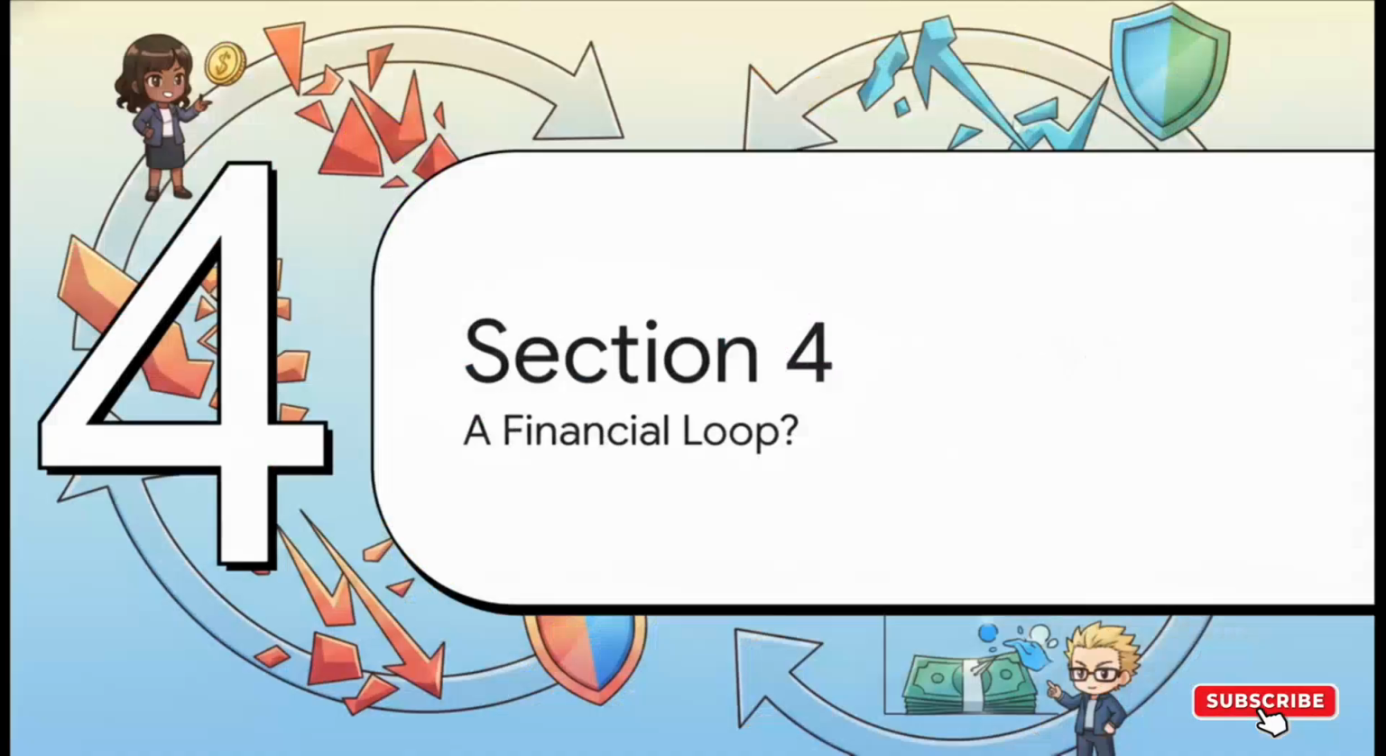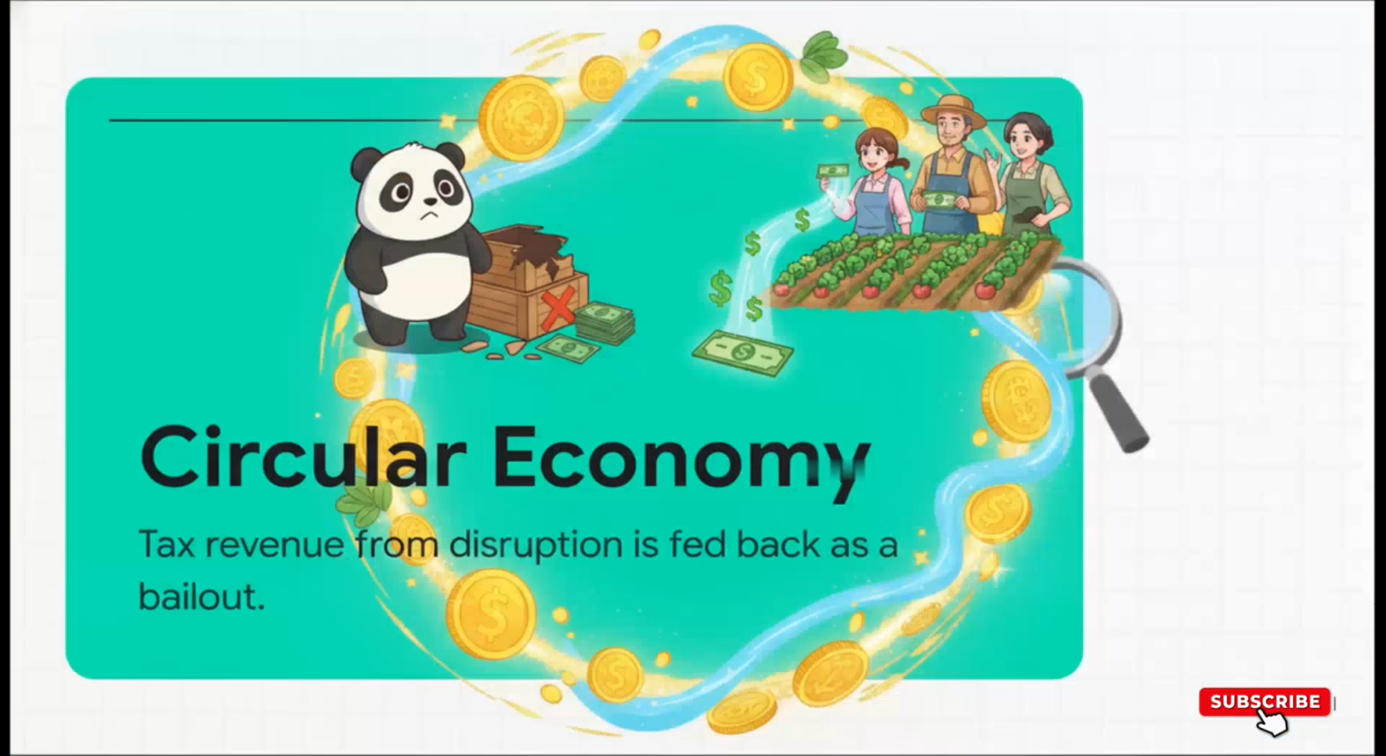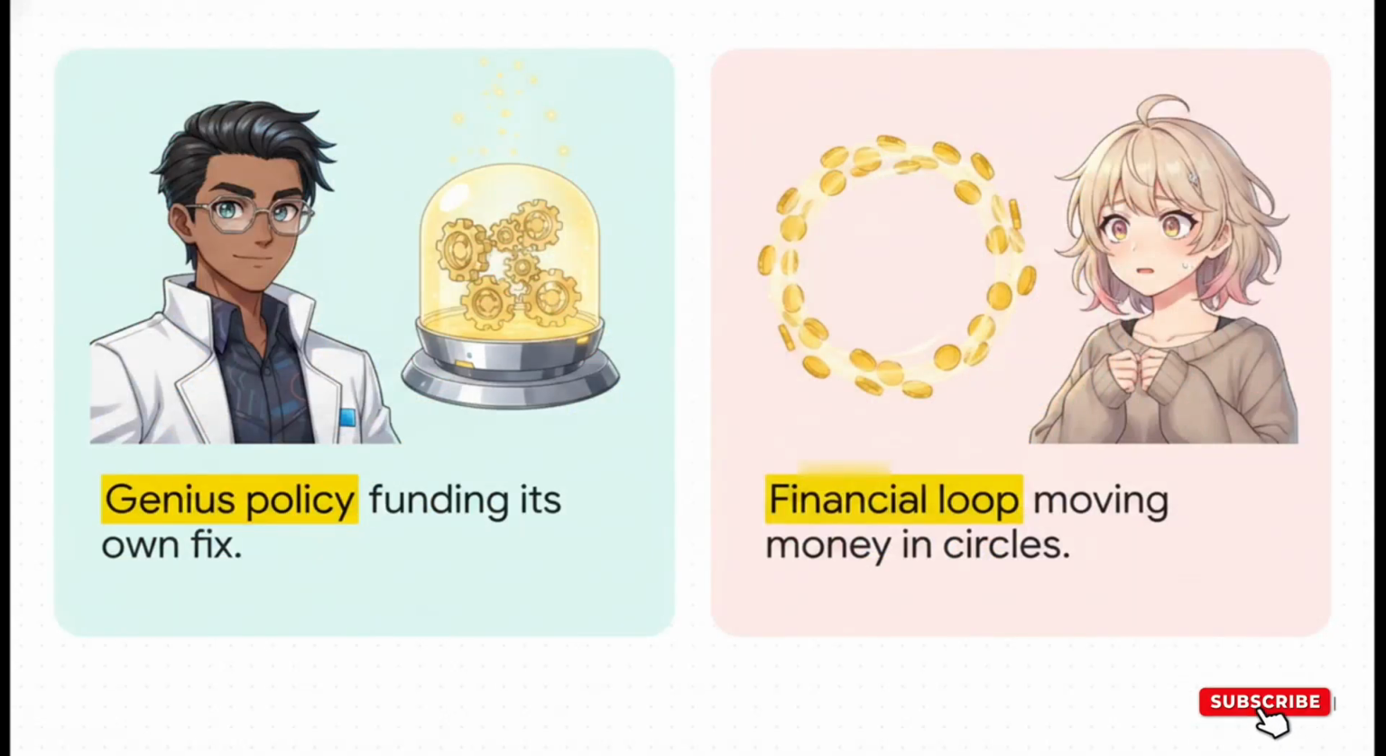Talk about whiplash. Which brings us to our final analytical phase in Section 4, a financial loop. So the absolutely crucial point here is how our source redefines a circular economy for this specific scenario. Normally, you hear that term and you think recycling or environmental sustainability, right? But here, we're strictly talking about capital flow. This is a system where the tax revenue generated from that initial market disruption, the very same tax that caused Panda to stop buying, is literally fed right back into the impacted agricultural sector as a bailout. Yep, the money collected by the policy that broke the market is being used to write the checks to save the market. And that brings us full circle back to our initial paradox.